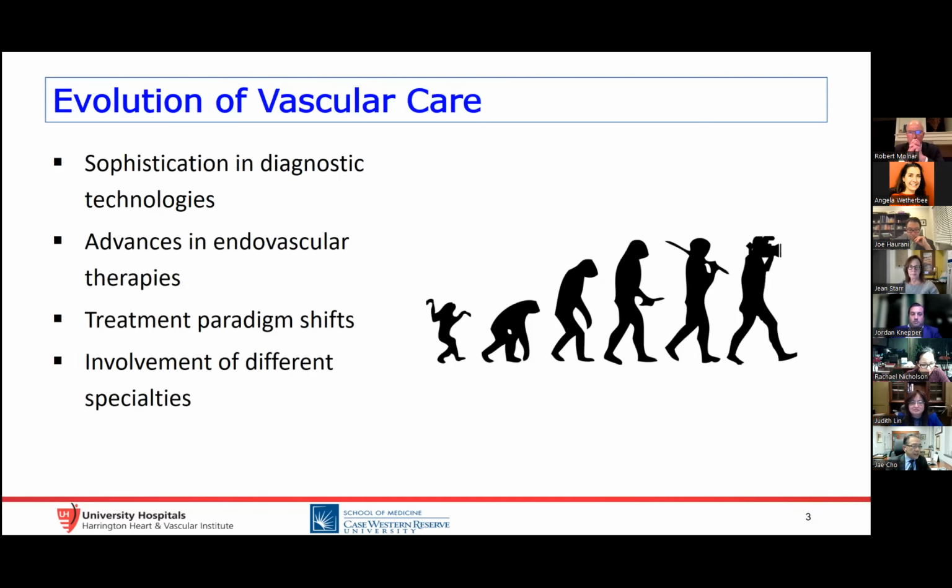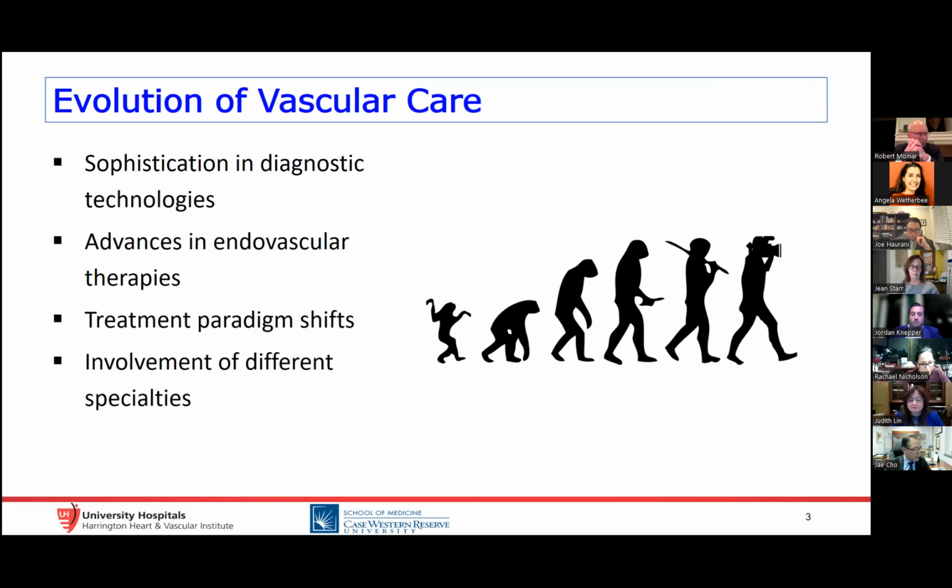The prevalence of cardiovascular disease in the United States is extensive and growing. With the rapid growth of newer and sophisticated technologies, as well as advances in endovascular therapies, the modern approach to patients with vascular disease has become more complicated and has been rapidly evolving, including treatment paradigm shifts and involvement of many different medical specialties. This is a natural response of specialists to the evolving needs of our patients.